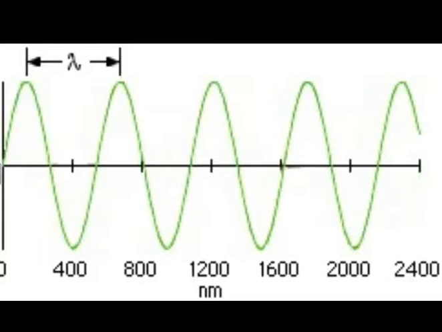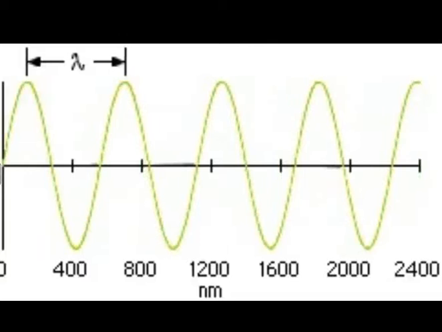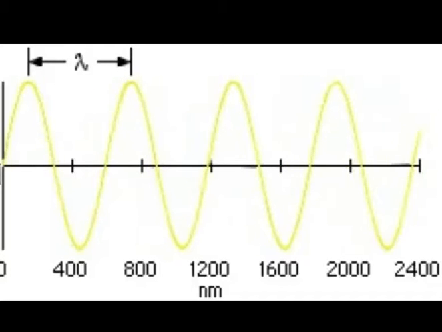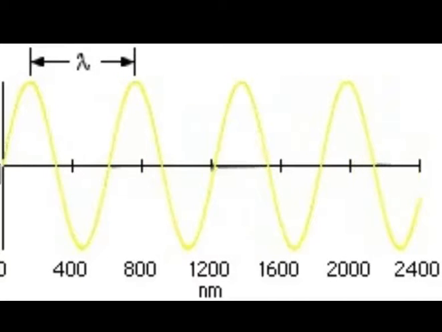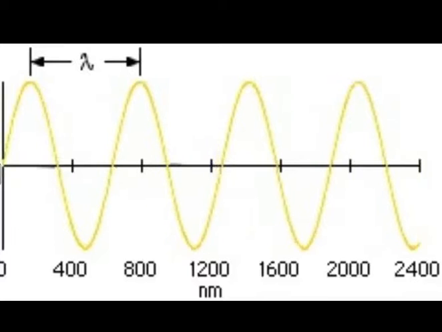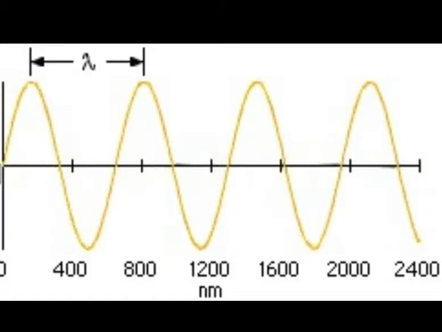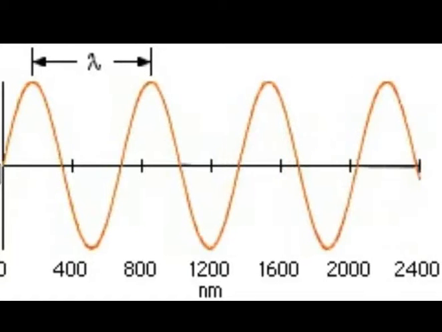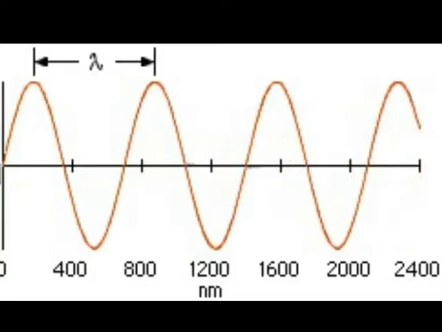So the light was purple, and then it was blue, and now as the waves get longer, we're getting into the green, yellow, orange, and then eventually the red wavelengths.